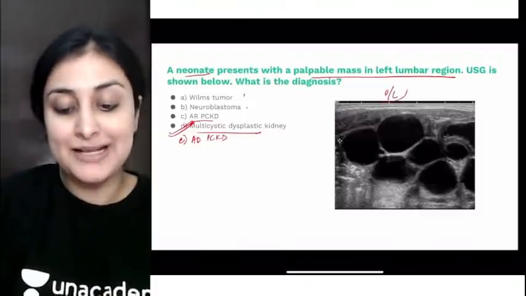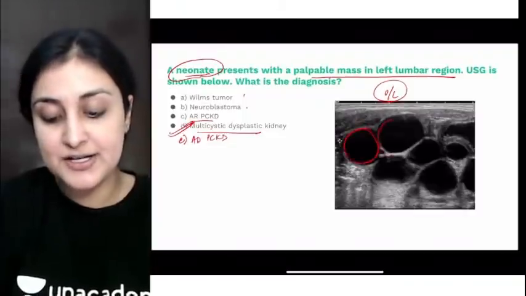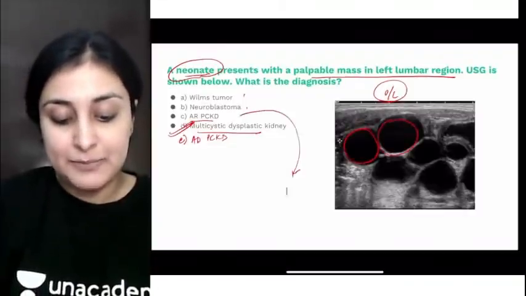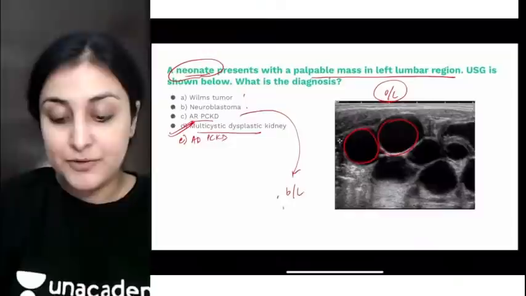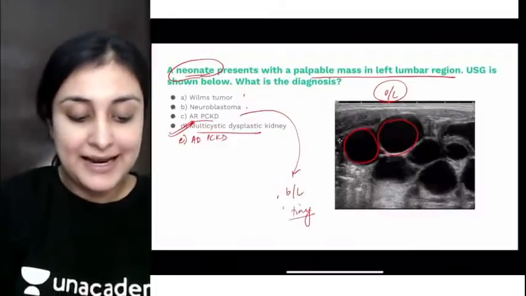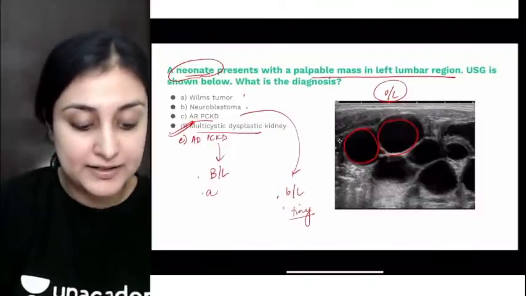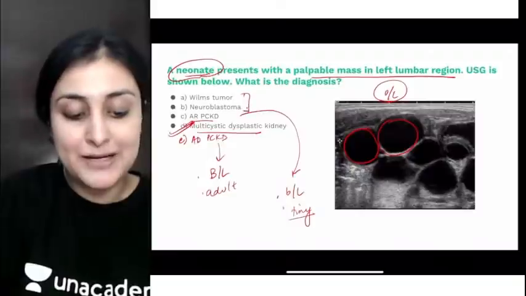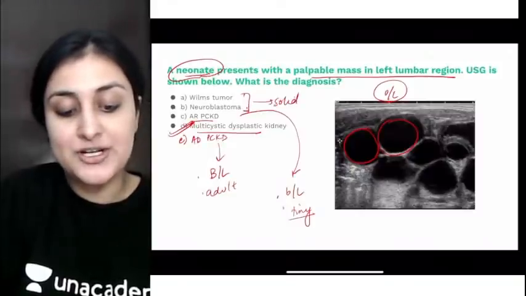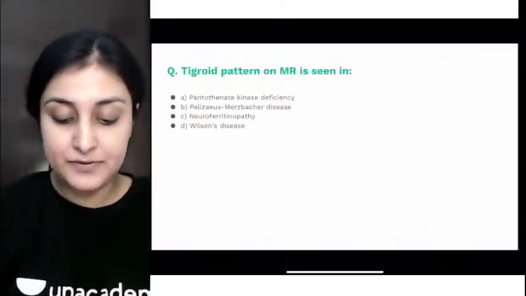First, it is unilateral, second, neonate, third, large cyst. ARPCKD will be bilateral. Apart from that, will I see large cysts? No, I will see very, very tiny cysts. ADPCKD will have such cysts but bilateral, adult. Alright. Wilms tumor, neuroblastoma, solid tumors, not cystic diseases. Okay. Everybody, is this making sense?